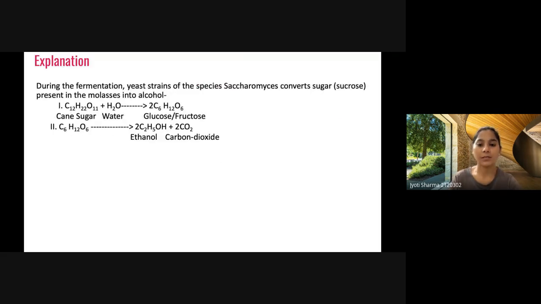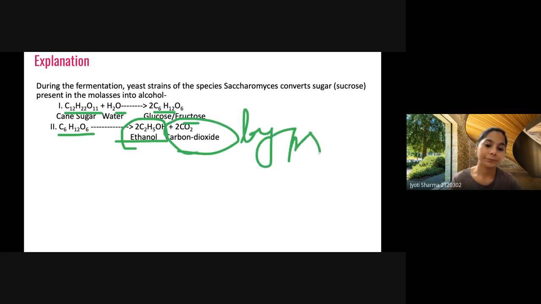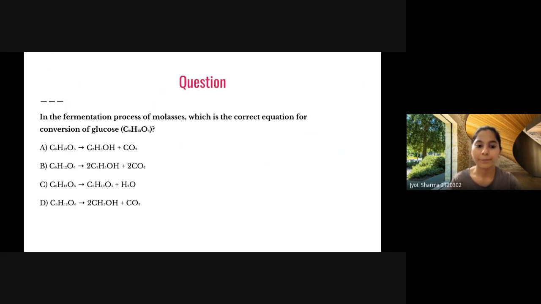So you can see we have sugar cane and water that will give you glucose and fructose, and then you have this glucose. That glucose will be changed into ethanol, so this is the alcohol that we need, and CO2, so this will be the byproduct, right?